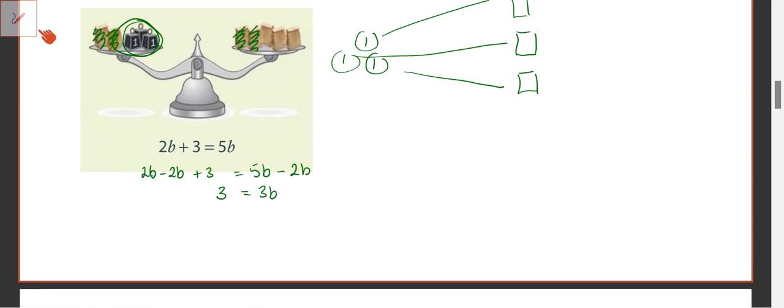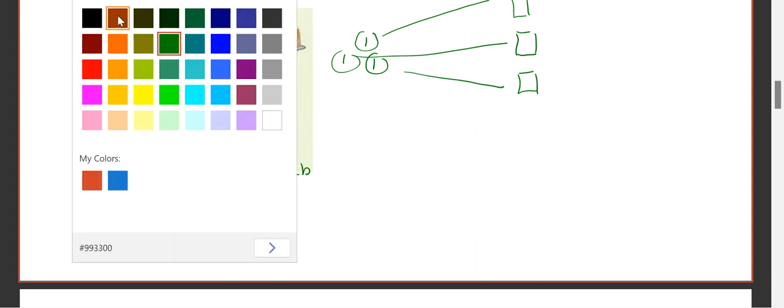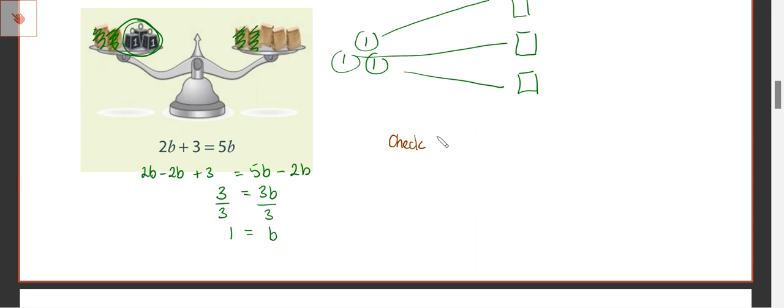And it just so happens that when I do the 3 bags divided by 3, I get what's in 1 bag. So the 3 that got divided by 3 is 1. So I know a bag has 1 in it. Now, what we can do is a check, alright, and our check is to say, does 2 times 1 plus 3 equal 5 times 1? 2 plus 3 should equal 5. 5 equals 5, yeah, I am happy I did it. So B equals 1.